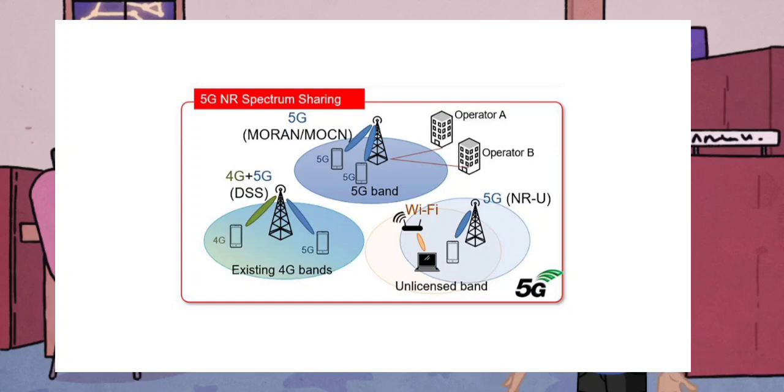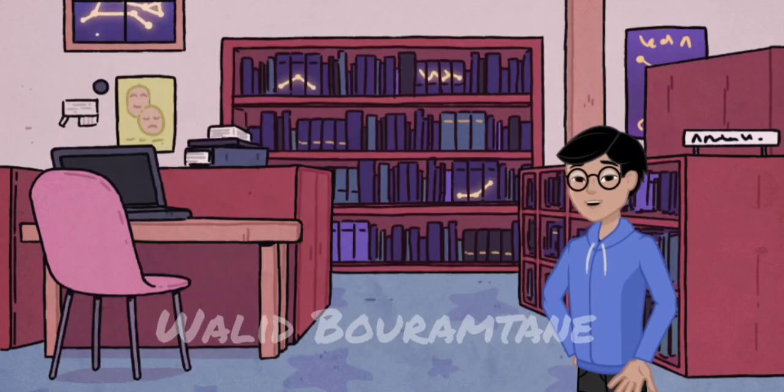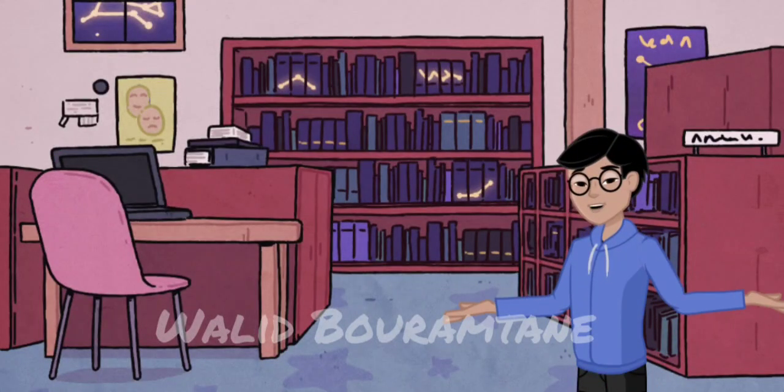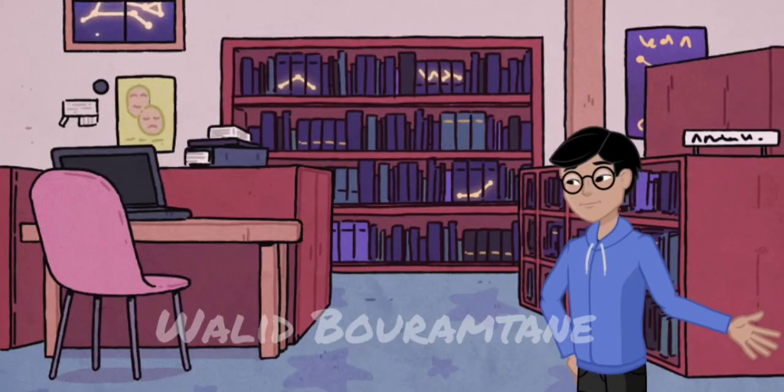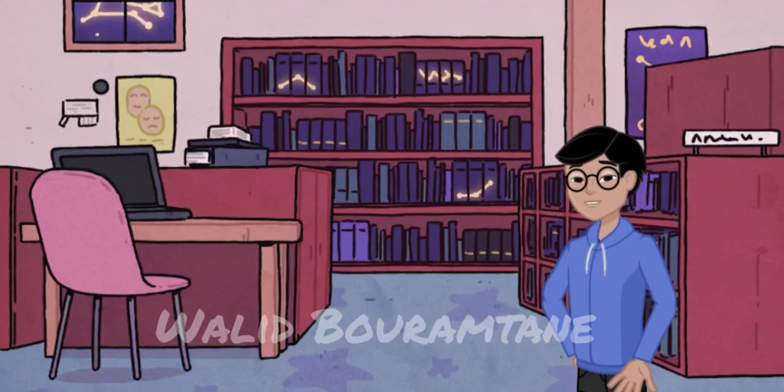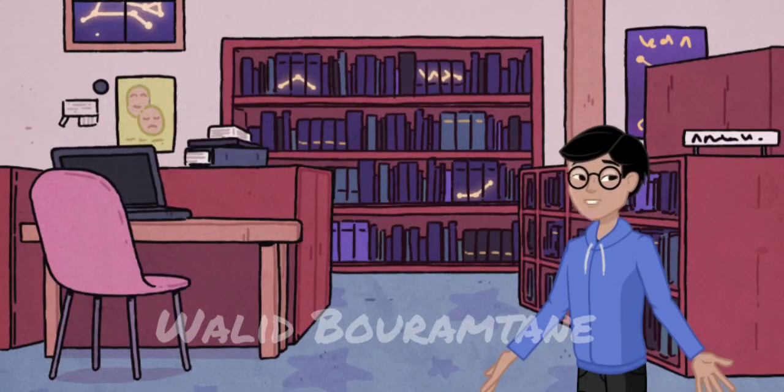3. Spectrum sharing. Dynamic spectrum sharing (DSS) allows 5G to share the same frequency bands with existing 4G networks. This enables a smooth transition to 5G without the need for new spectrum allocations, maximizing the use of available resources. Benefits: it ensures backward compatibility and efficient utilization of the spectrum, allowing for gradual deployment of 5G services alongside 4G.